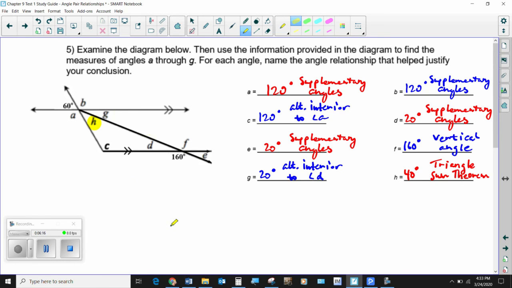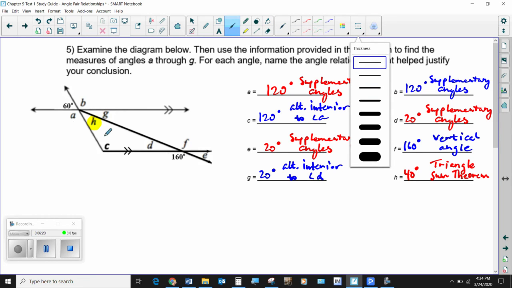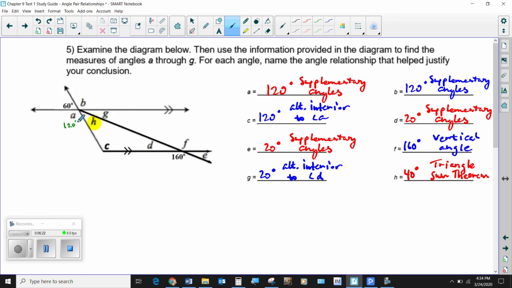So we know, let me just write in these angles that I have so far. We knew that this one was 120 degrees. We knew this one was 120 degrees. We know this guy's 120 degrees. We knew this guy was 20 degrees. This one was 20 degrees. This one was 160 degrees. This one was 20 degrees.